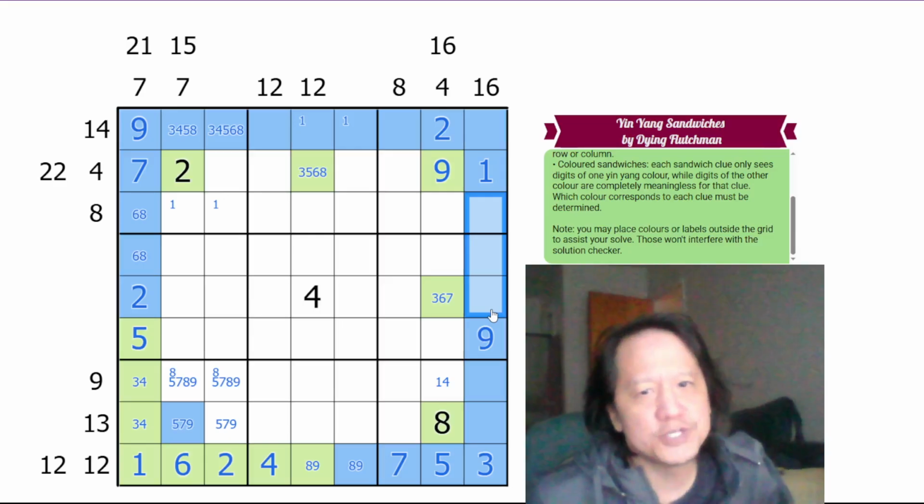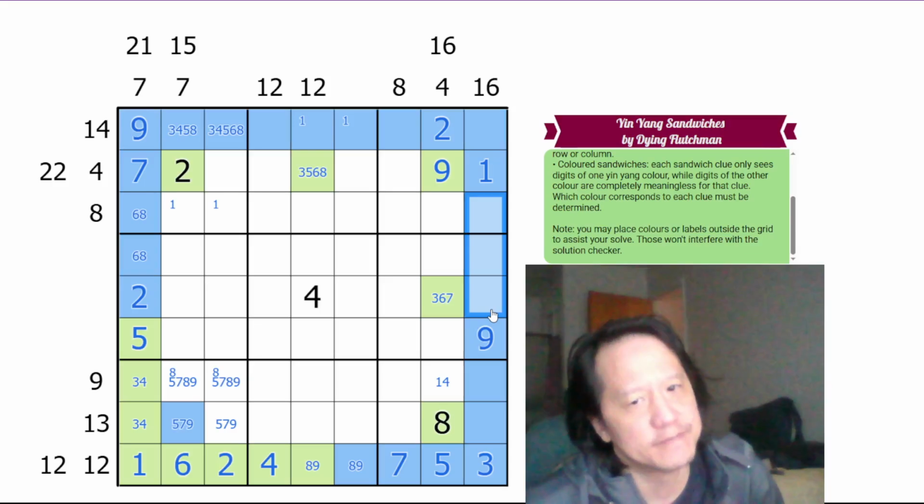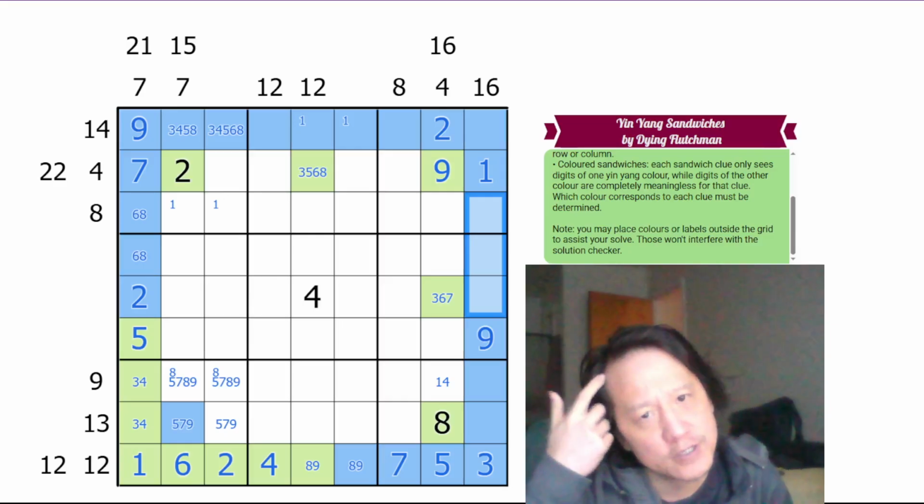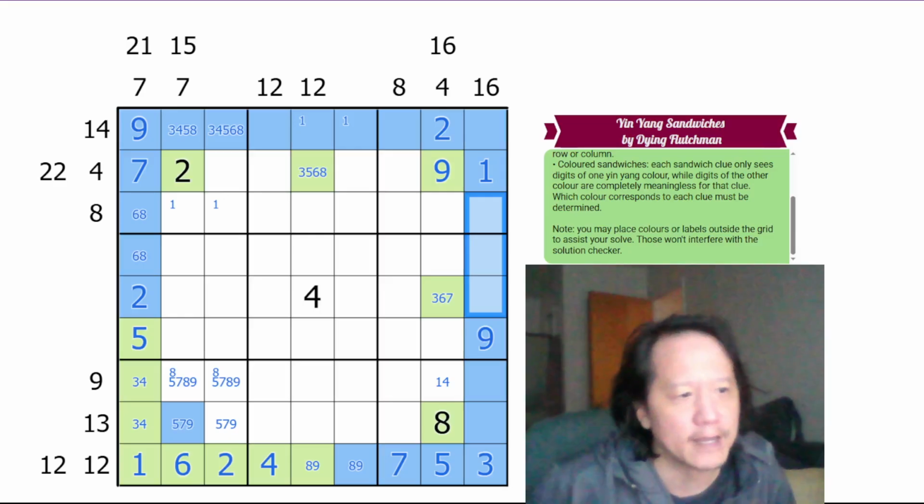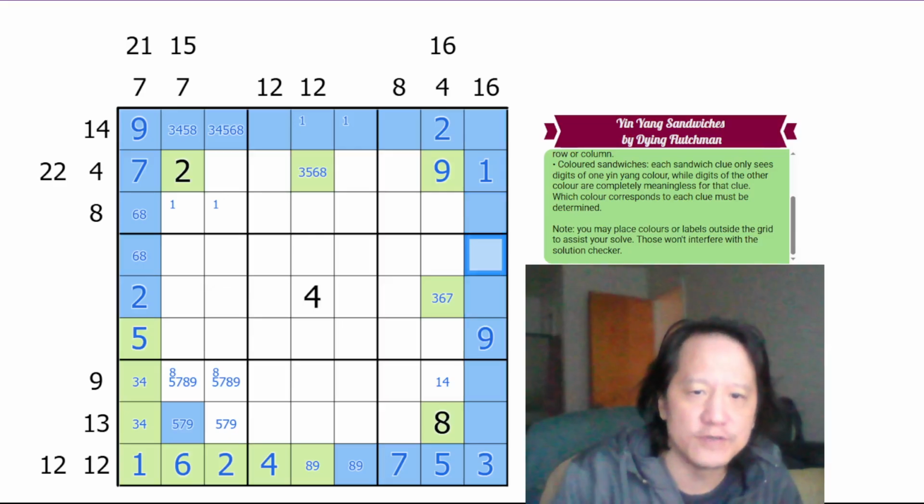What does that leave? 2, 6, 8, 4, 5, 7. Interesting. 2, 6, 8, and 4, 5, 7 are the only 3 digits that add up to 16 without a 3 and 1 and 9. So this is 2, 6, 8. So if it's 2, this is 2, and this is 6, 8. Otherwise, it's 4, 5, 7. So this would be 5 or 7 there.